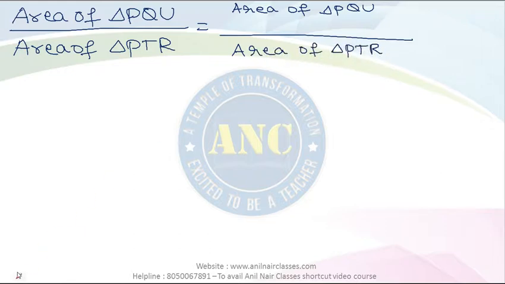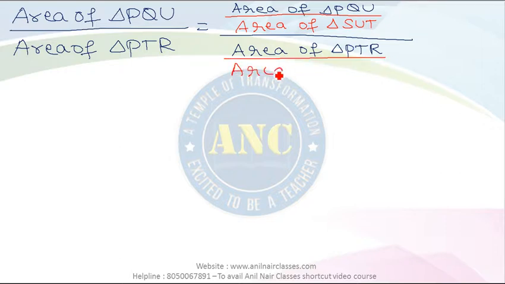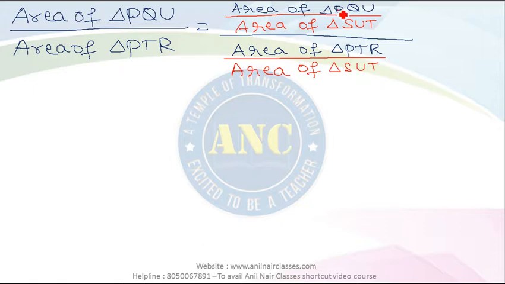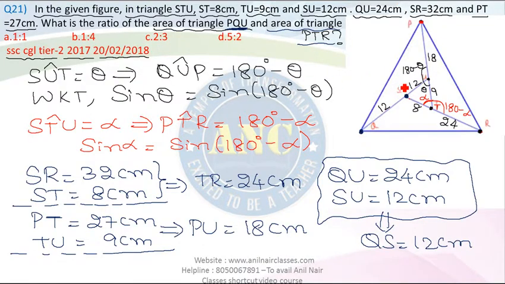What I will do here is, everyone please observe carefully, sir. I will divide the numerator with area of triangle SUT. Denominator also I will divide with area of triangle SUT. Sir, first thing, how will you identify that you should divide? Second thing, how will you identify that you should divide by SUT itself? Simple, sir. In the numerator, triangle is which one? PQU. Check it out in the diagram. PQU.